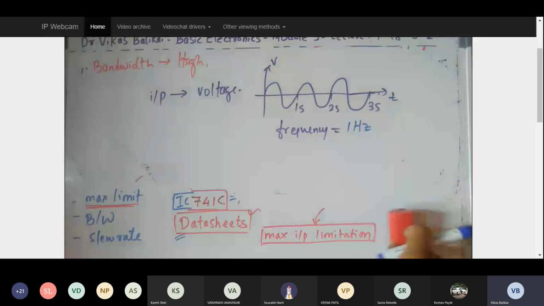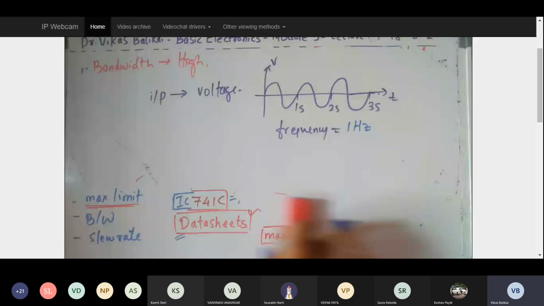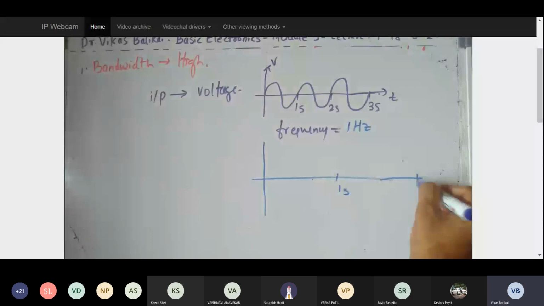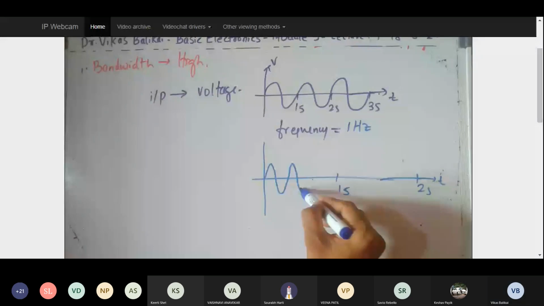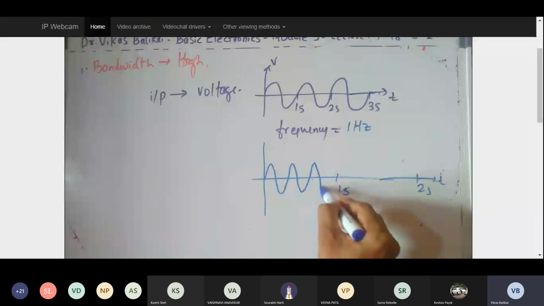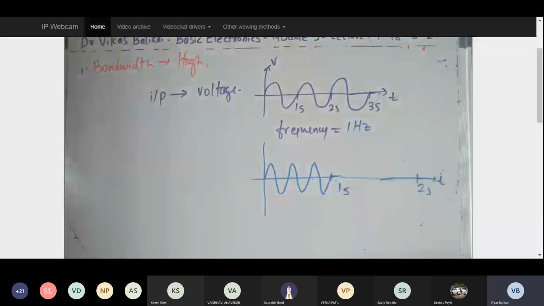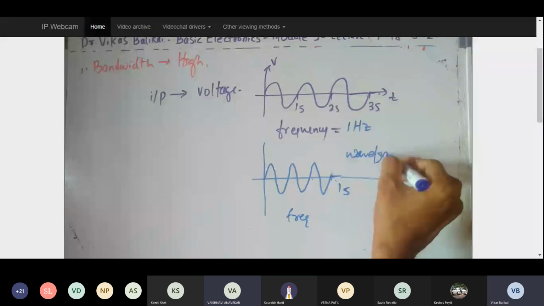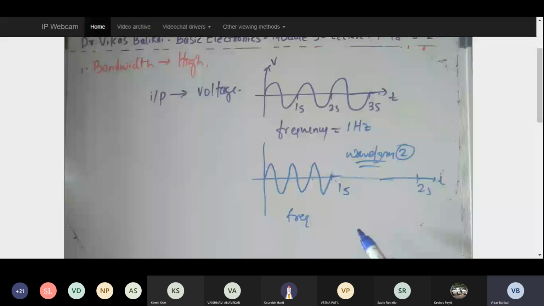So if I just try to draw one more waveform, and let's say my 1 second is here, and this is my time axis, now can you tell me what is the frequency of this particular waveform number 2? 3 hertz. Fantastic, because I can see here there are 3 cycles.